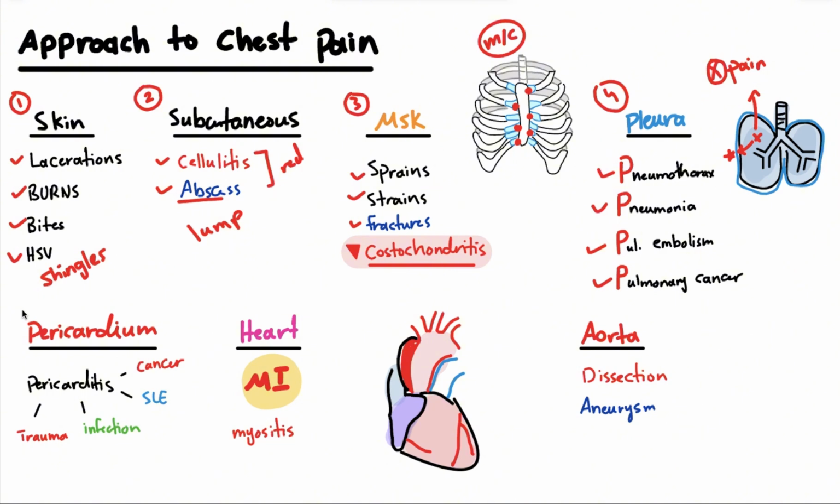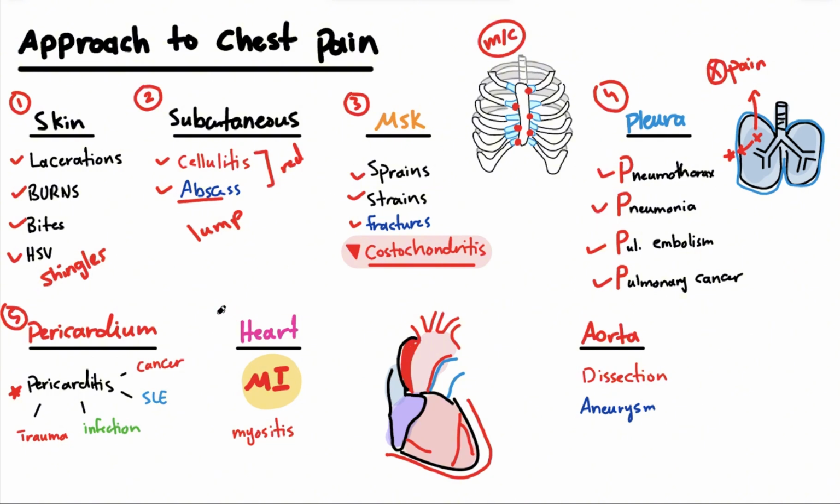Fifth, the pericardium. Pericardium is the layer that is surrounding the heart. And in this situation, we specifically have pericarditis. We have tons of causes of pericarditis, including cancer, rheumatologic diseases such as systemic lupus erythematosus, infections, and trauma.